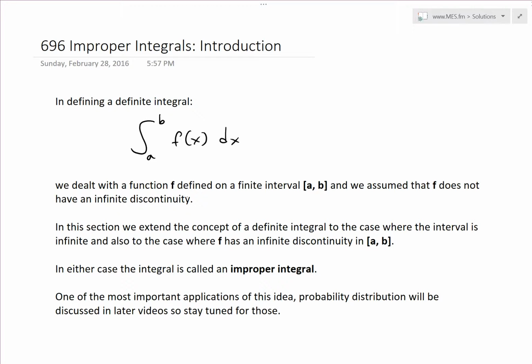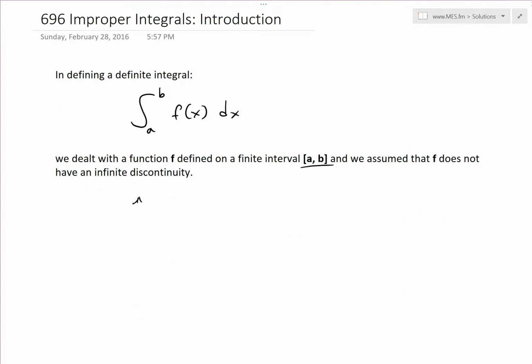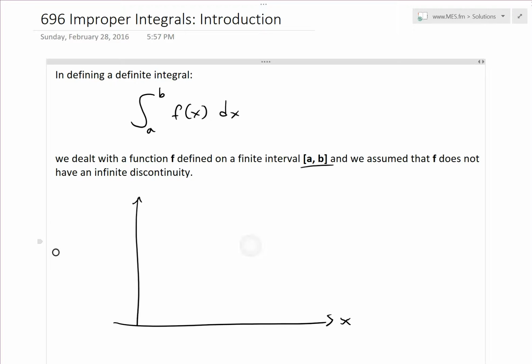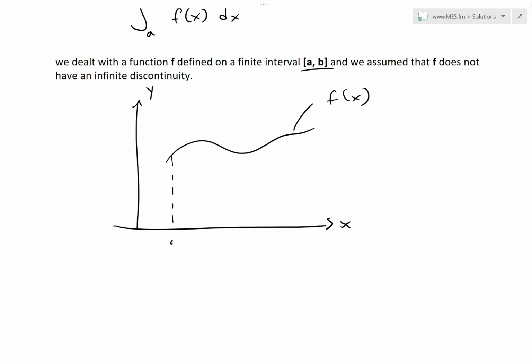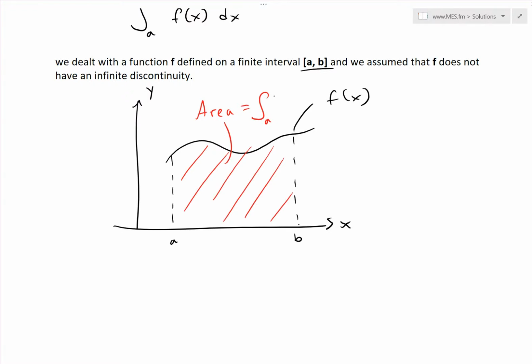We dealt with the function f defined on a finite interval, and we assumed that f does not have an infinite discontinuity. If you were to graph such a function, let's just draw a general function with no discontinuity. You have a function like this, call this f of x, and then the area under it, from a to b, is the integral right here. So that is the area, and area again equals the integral from a to b of f of x dx.